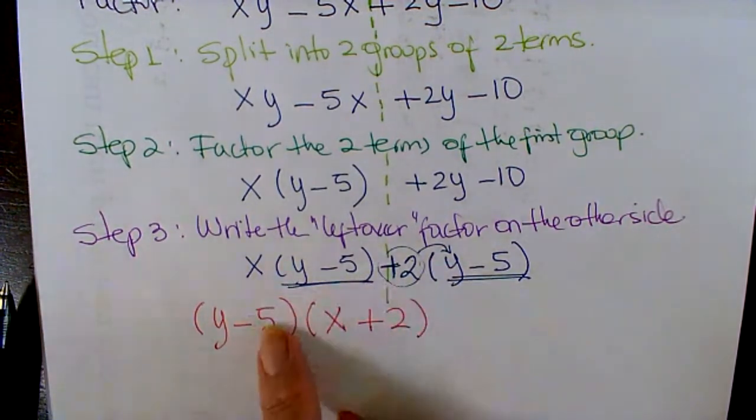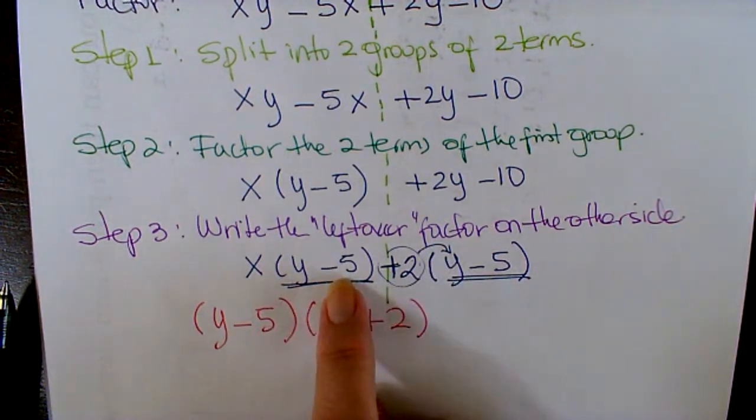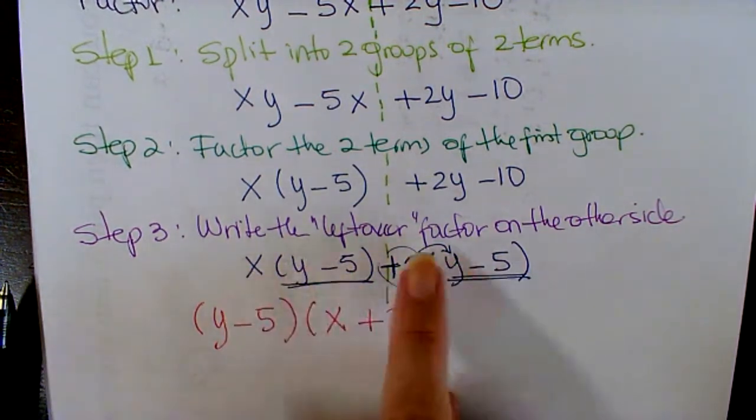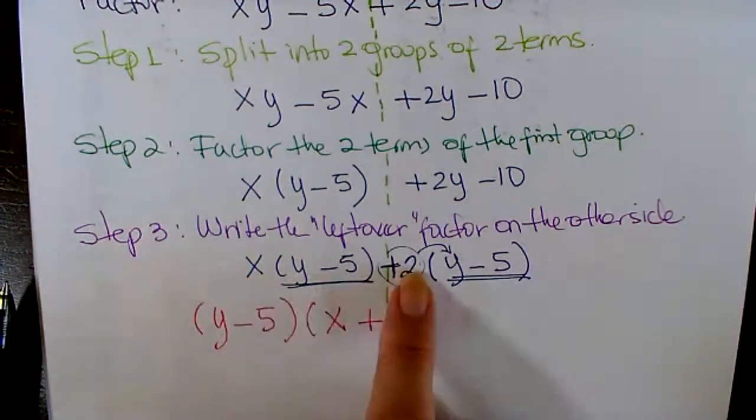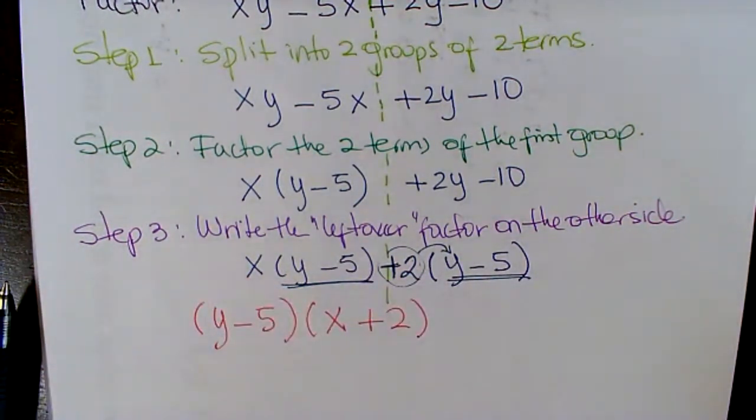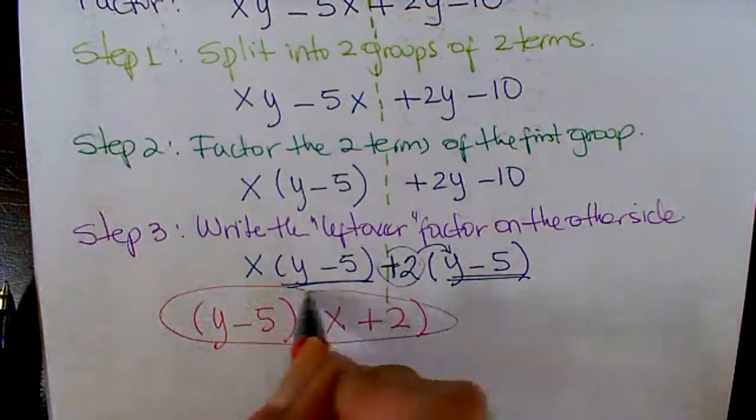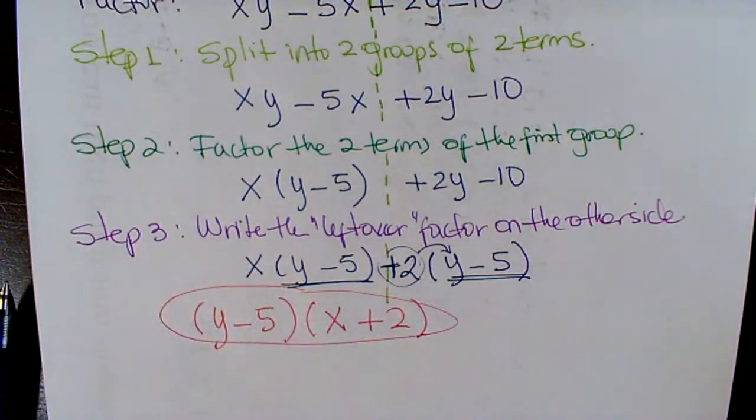So again, we find the greatest common factor between these two terms, which is y minus 5, and the leftover is x plus 2. And this is my final answer. Write it down, and I have another one to do for you guys, okay?